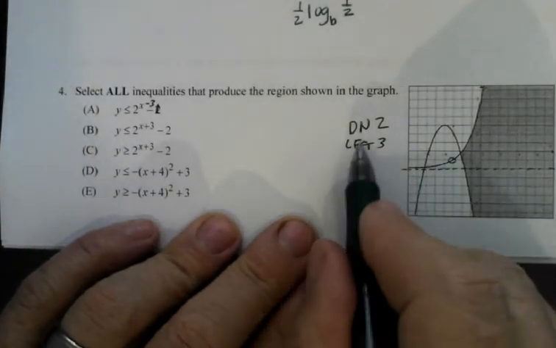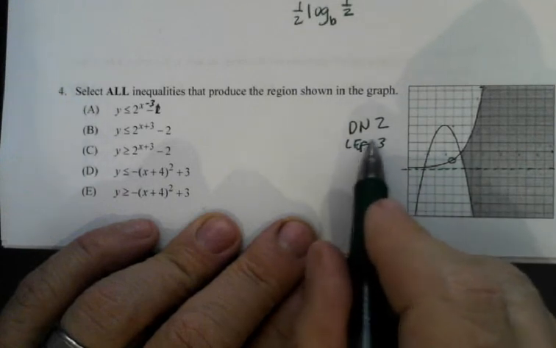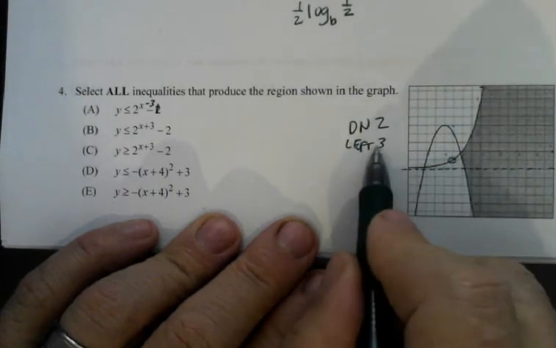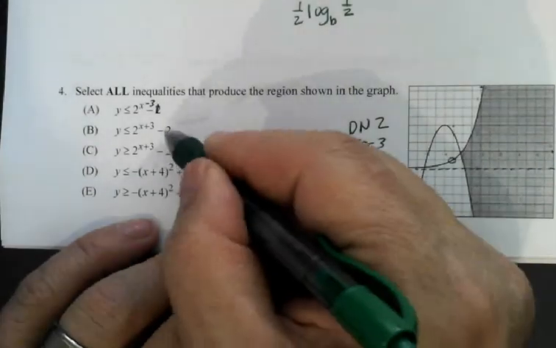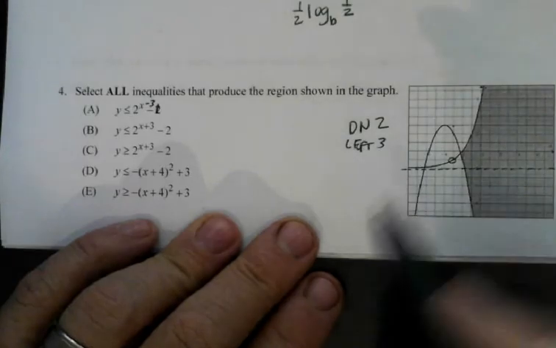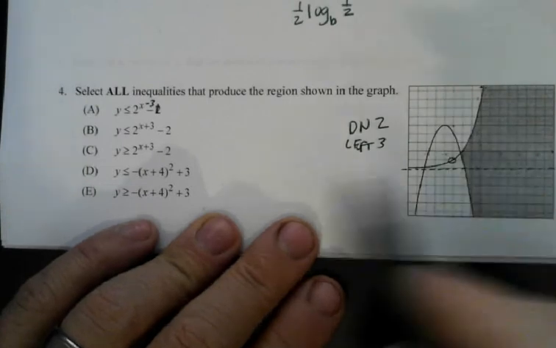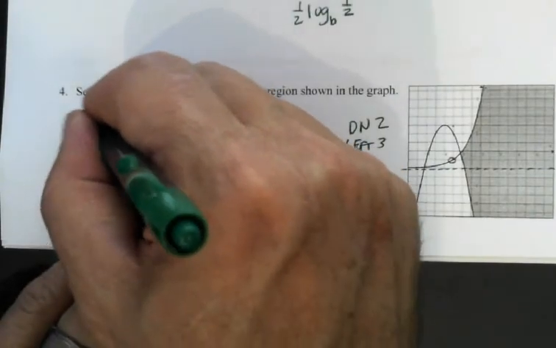Okay, so again, shifts left and right. We do the opposite, so it's going to be 2 to the x plus 3, then down 2, so it's going to be one of these two. Now look at where the shading is. The shading is below the graph. This is the above side, that's below. So that means it's going to be B.